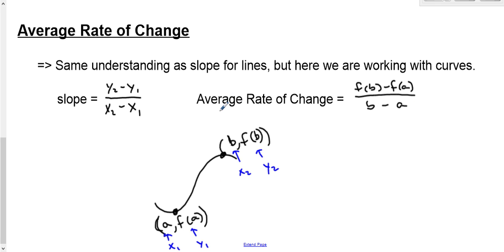So function format for average rate of change, because we are working with curves and not lines, is written in function format: f of b minus f of a over b minus a. But you and I and everyone else would also be thinking about this as y2 minus y1 over x2 minus x1 if we are looking at a graph.